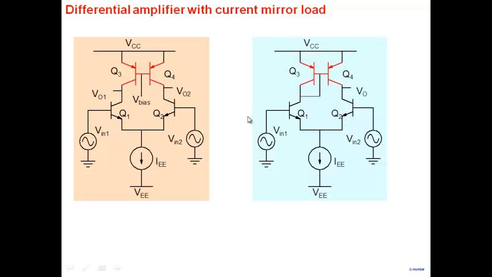See, the whole problem with this V bias was what? That I had to adjust the value of V bias so that 1 milliampere flows here and 1 milliampere flows here. And that was difficult. How do I find that exact value of V bias here? Now I don't have to do that. If this is 2 milliamperes, 1 milliampere flows here, 1 milliampere will flow here.